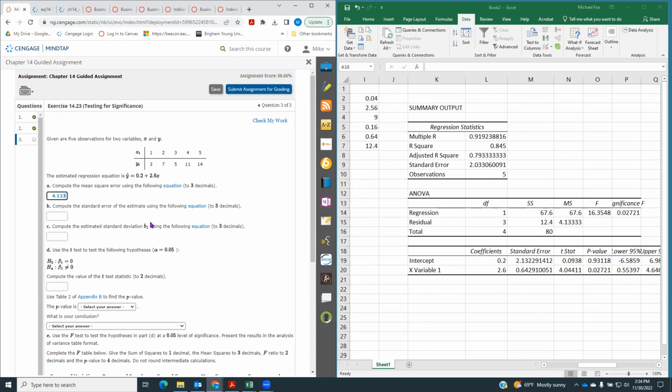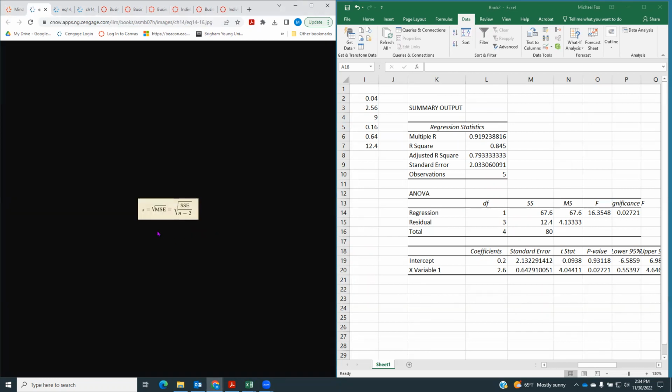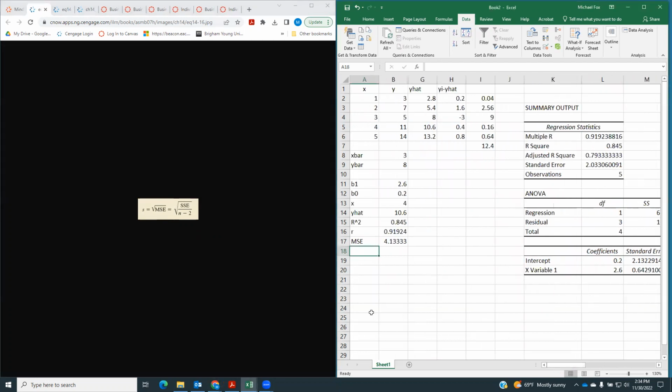Compute the standard error of the estimate using the following equation. If we click on the equation, we can see that the standard error of the estimate, or S, is just the square root of the MSE. So S equals SQRT of MSE.